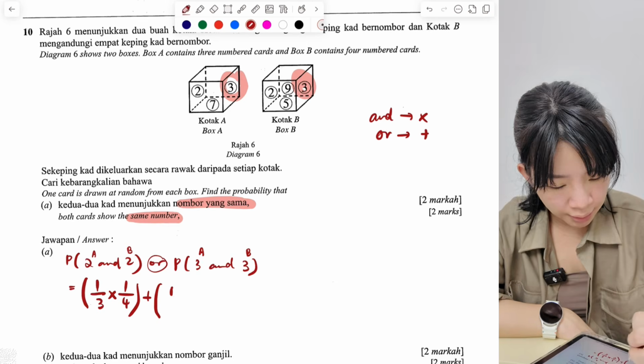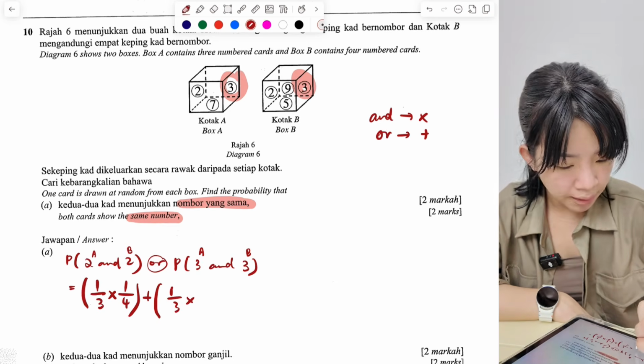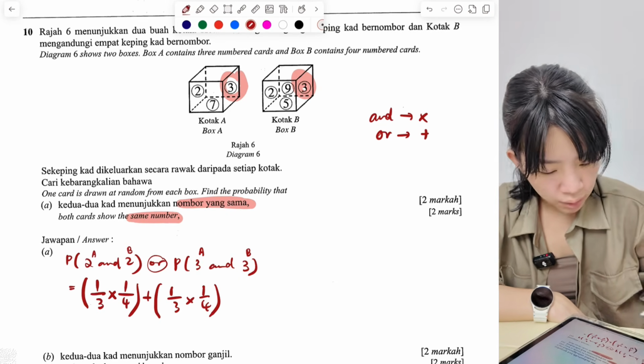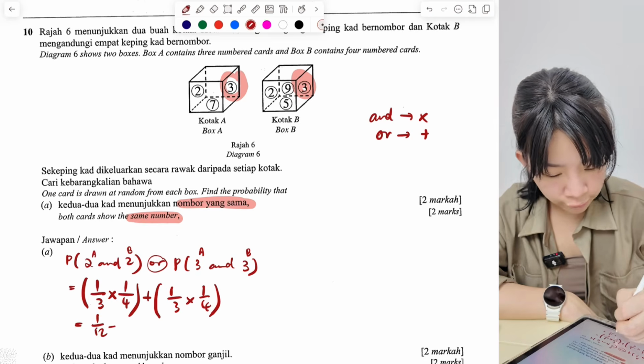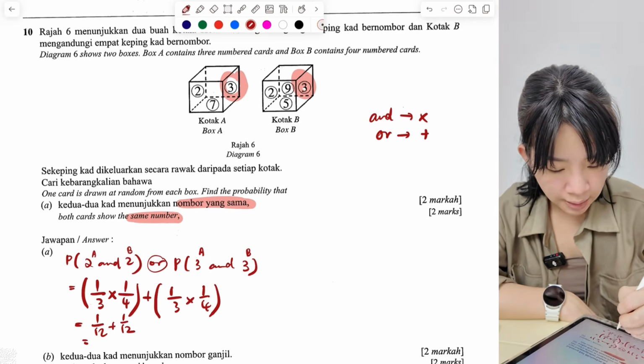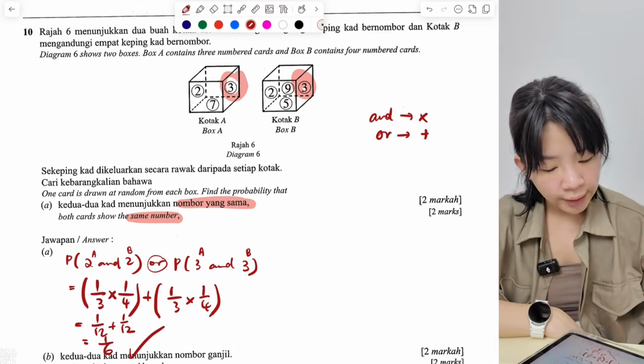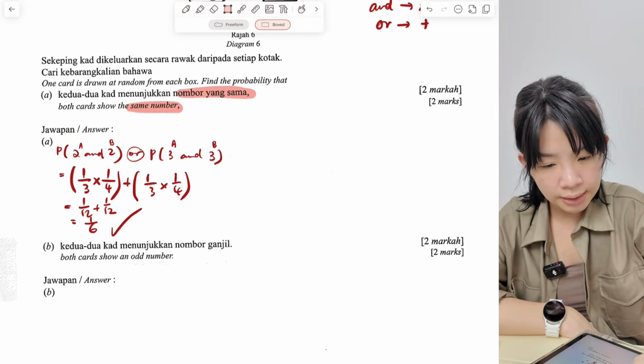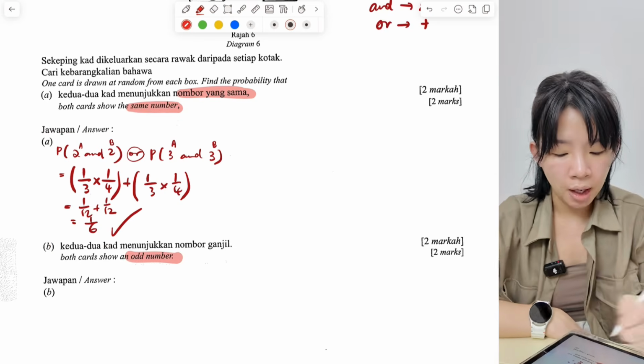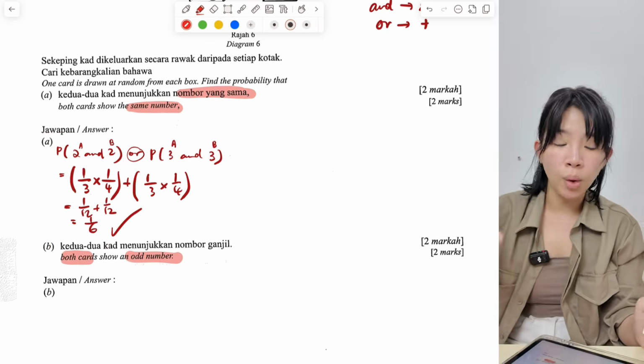Okay, when you see 'or', it means plus. So for 3, 1 card only, 1 over 3. 3 in box B, also 1 card only, 1 over 4. So at the end, 1 over 12 plus 1 over 12. So we get 1 over 6. So this is the final answer. Okay, so now let's look at part b. What is the probability that both cards show odd numbers? Kedua-dua nombor ganjil.